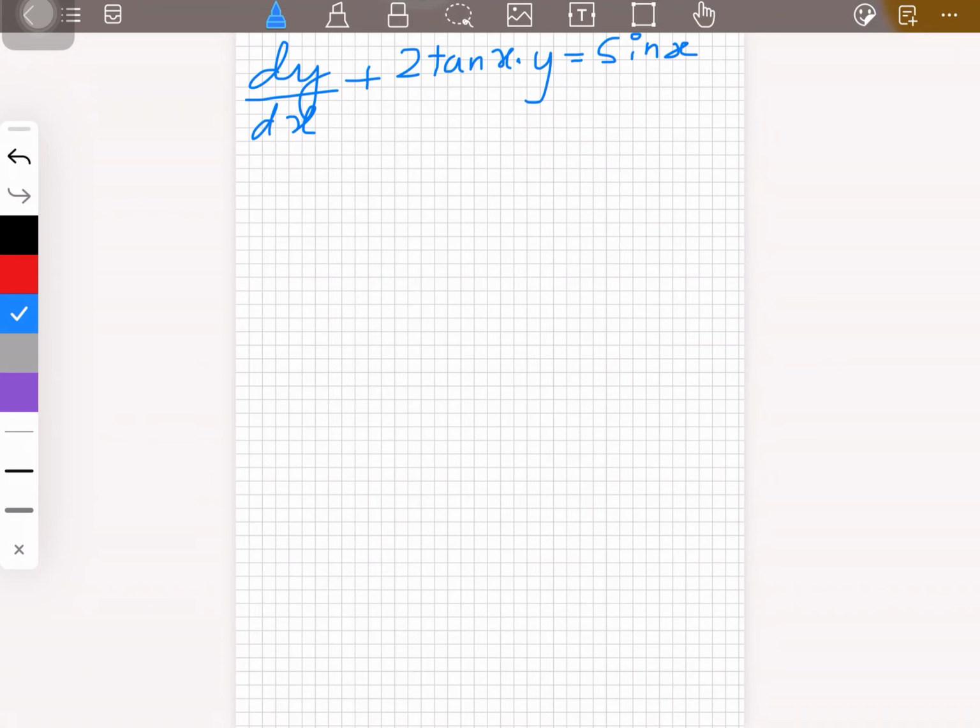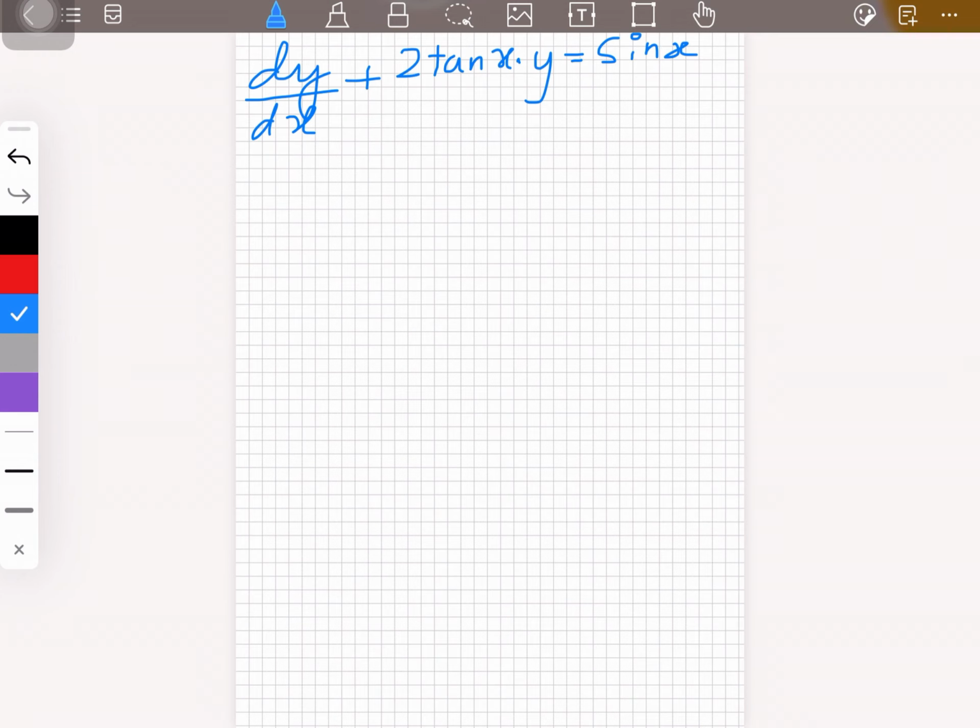Hello everyone, so I'm back with another video and today we'll be solving this differential equation, and I think from next time I'll be solving other calculus questions apart from differential equations. So this could be the last video for differential equations for a long time. So let's continue with this question.